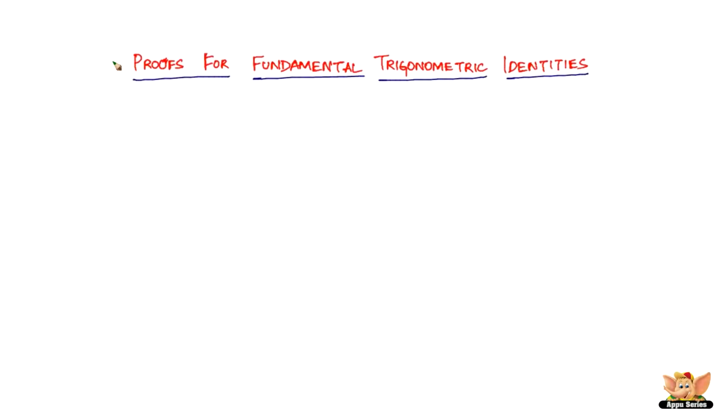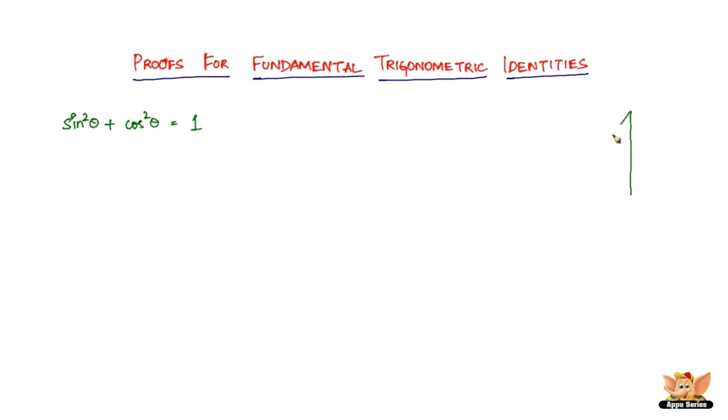In this video, let us look into the proofs for the fundamental trigonometric identities that we looked into in the previous video. That is mainly to say the three fundamental identities. One of them is sine squared theta plus cos squared theta equals 1. Well, how is this so? Let's prove this now.